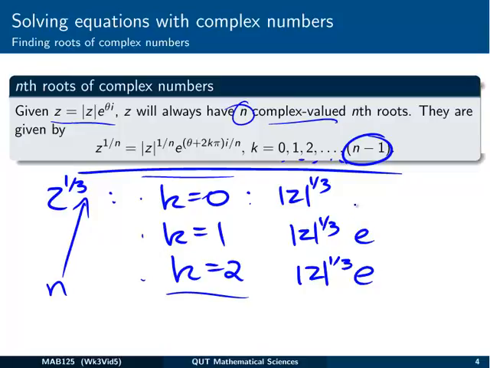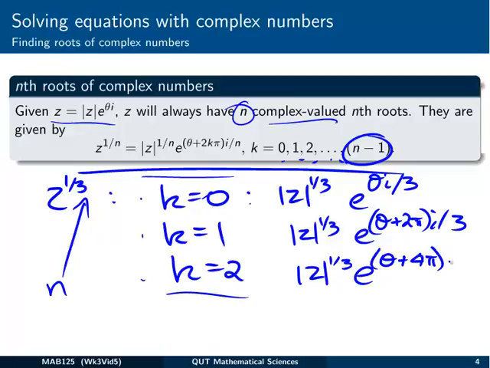And then e, and we have to go theta plus 2k pi. If k is 0, theta plus 2k pi is just theta, i divided by 3. And then if k is 1, we've got theta plus 2 pi, i divided by 3. And with k equal to 2, we've got theta plus 4 pi, i divided by 3. So that would generate our 3 values for the complex valued cube roots of any number z.